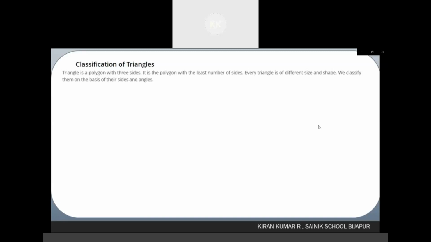We classify the triangles based on the sides and angles. We shall learn the classification of triangles. Once again, let me repeat. A triangle is a polygon with three sides. It is a polygon with the least number of sides. Every triangle is of different size and shape. We classify them on the basis of their sides and angles. First, let us learn the classification on the basis of sides.